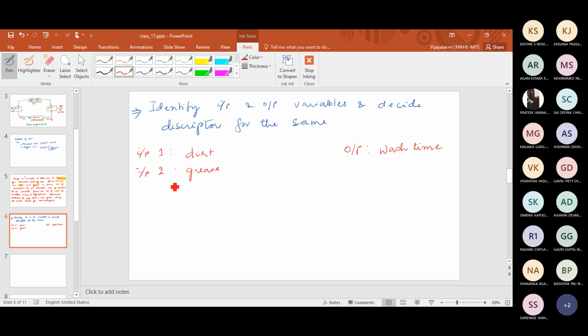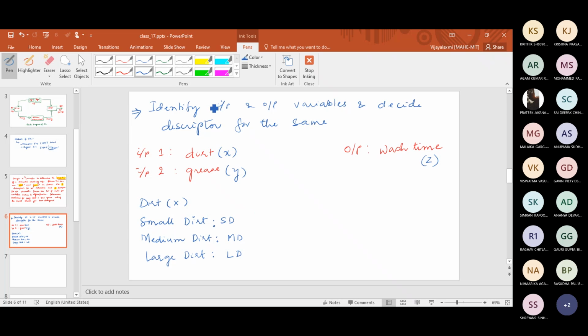This is the problem. Let me consider dirt as X, grease as Y, and let wash time be Z. Let this be the representation. For my X, that is dirt, let me define 3 descriptors: small dirt, let me call it SD, then medium dirt, MD, and third one is large dirt, which will be LD, right?